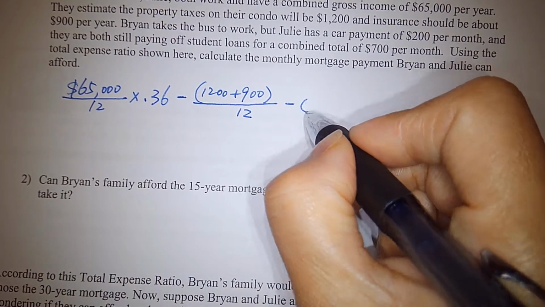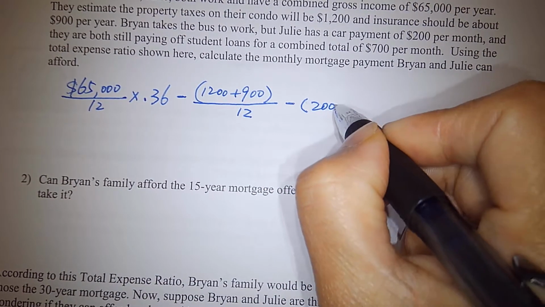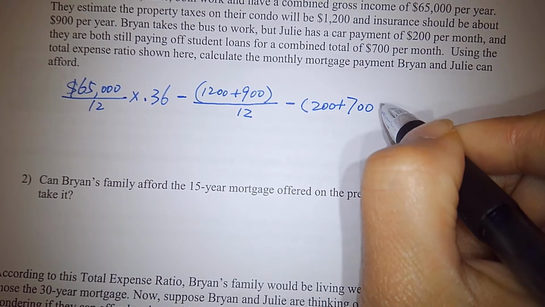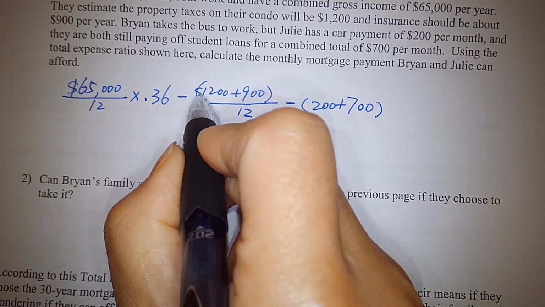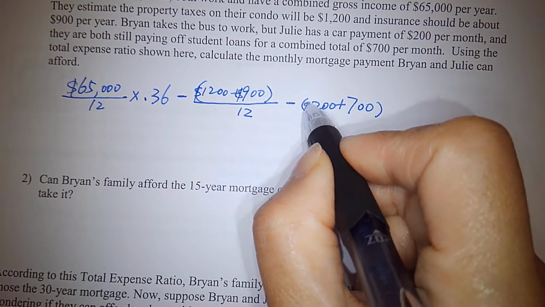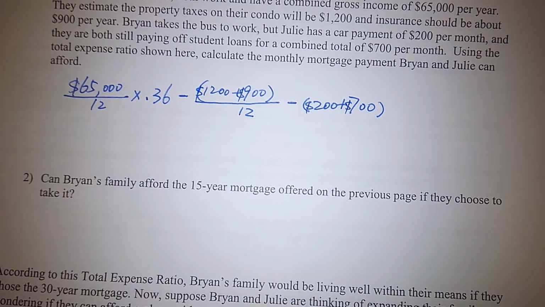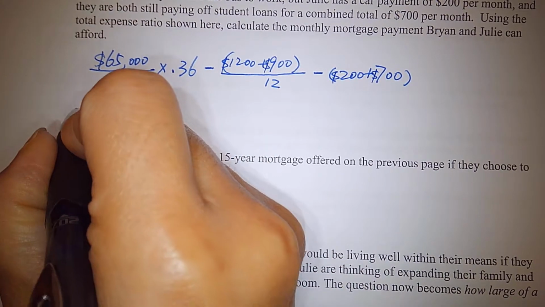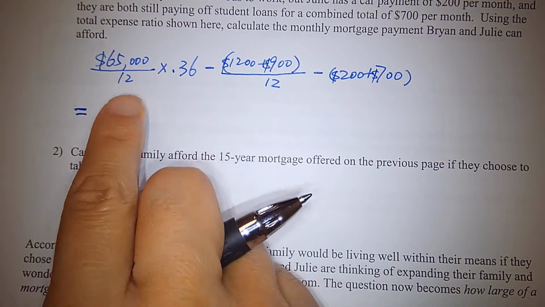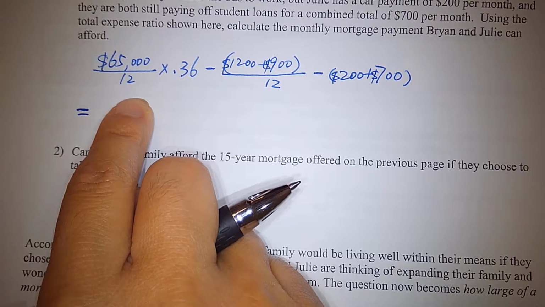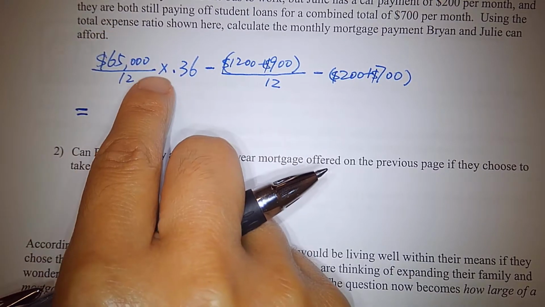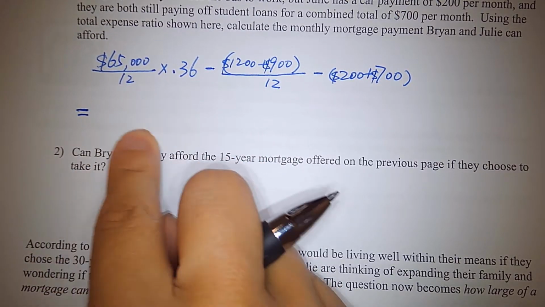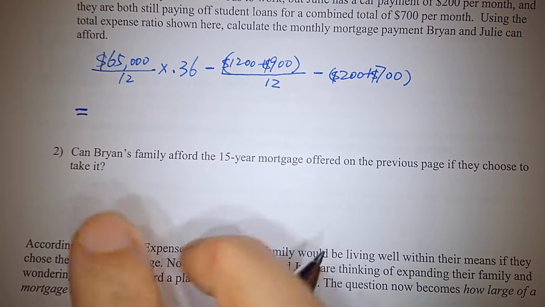So what do you do? Minus the sum of all of those loans, right? Okay, so compute this thing. Make sure we follow the order of operations. Do this division, times 0.36. What do you have here? You can write it down.